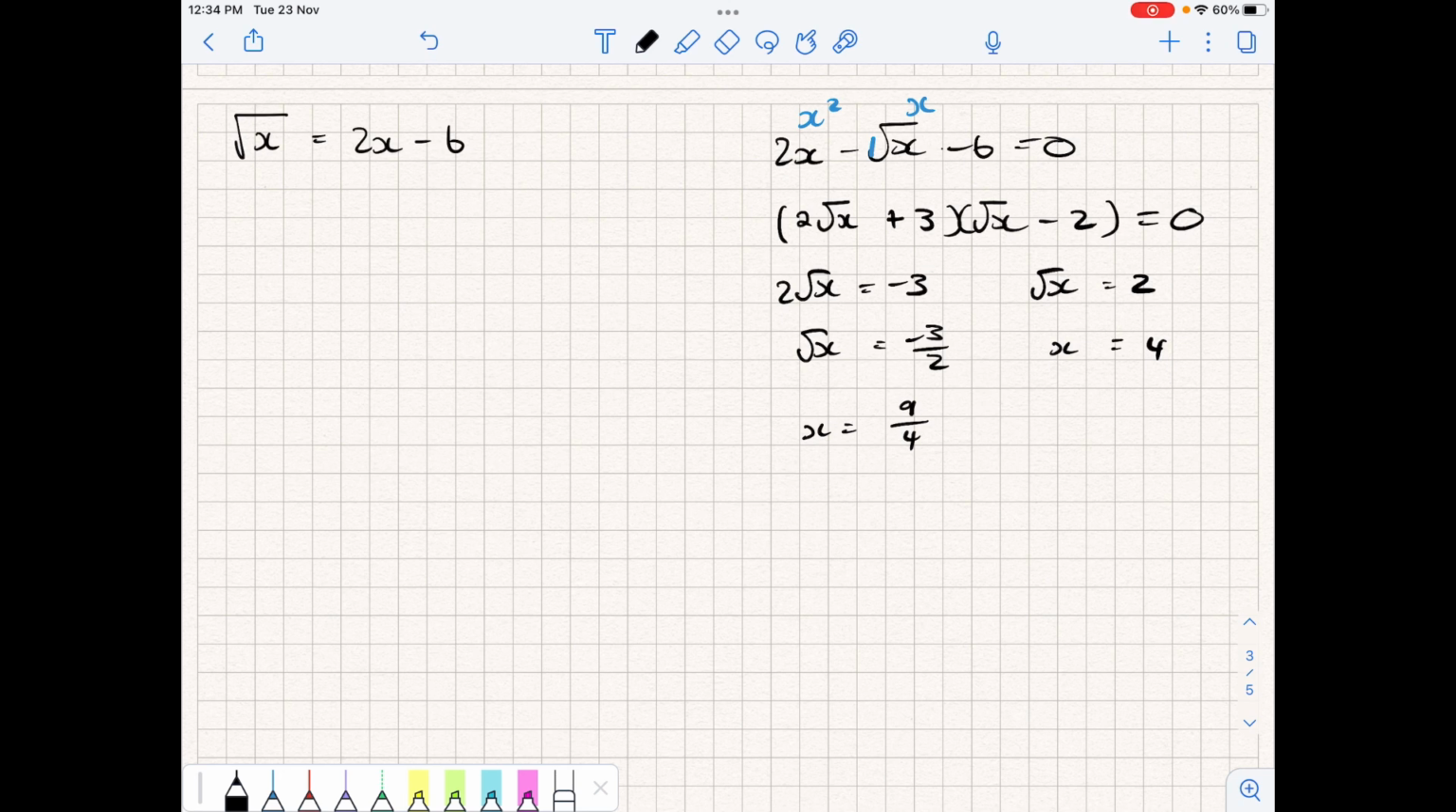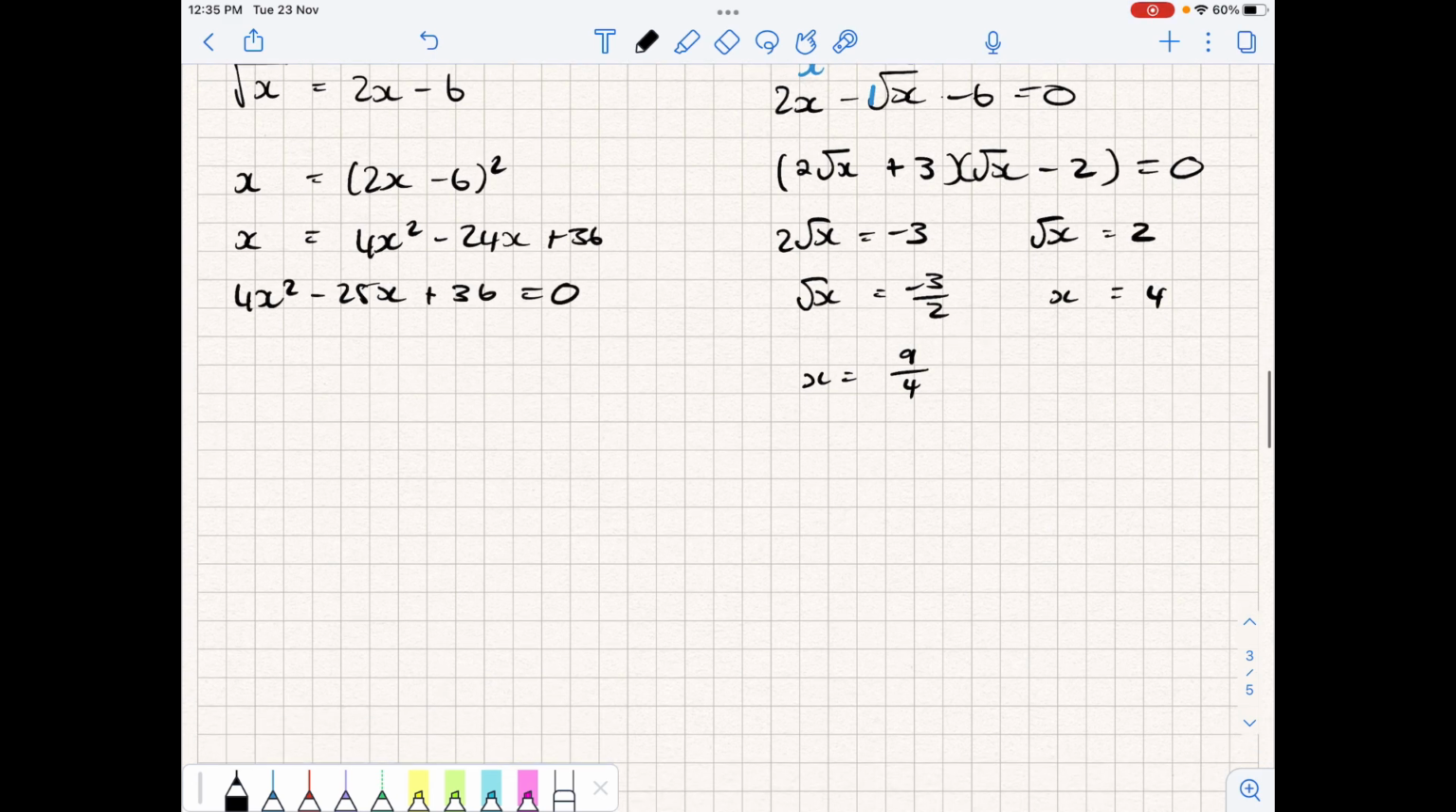are valid. So if we have a look at the way the question is given to us, we could square both sides to get rid of the root side. So if we squared both sides, we'd get x on the one side, and we'd get 2x minus 6 squared on the other side. Now we can just expand and simplify like we would normally. So we'll get x equal to 4x squared minus 24x plus 36. And then we take the x over to the other side and we'll get 4x squared minus 25x plus 36 equal to 0. And once again, now we can just factorize.